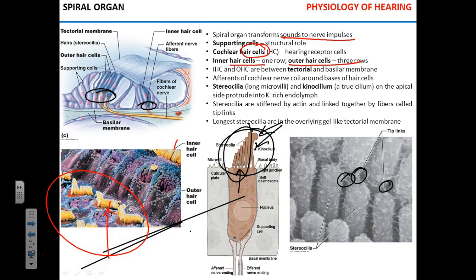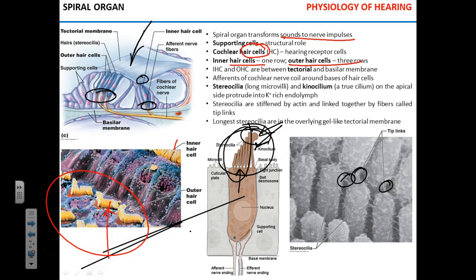Now, the longest stereocilia are embedded into the tectorial membrane. You can't really see it on this model, but let me put it this way. I use this model very often. So my hand, this is the basilar membrane. My palm is the hair cell. My fingers are stereocilia and kinocilium. My left hand is the tectorial membrane. Look at me and tell me if you can kind of understand what I'm trying to tell you.